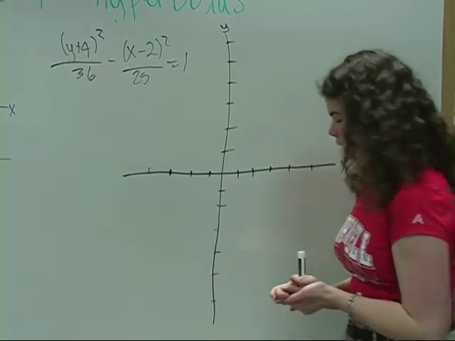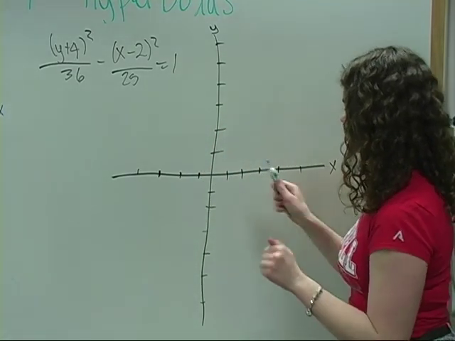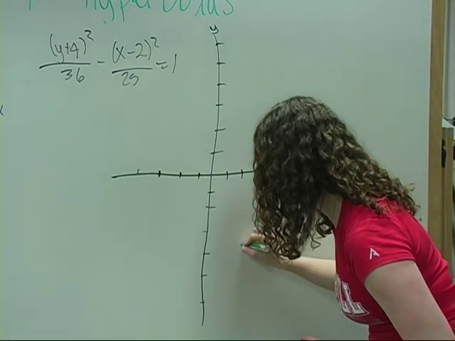Let's go ahead and put 2, negative 4 on our graph as our middle point. Here's 2, here's 1, 2, 3, 4. So 2, negative 4 is right here.